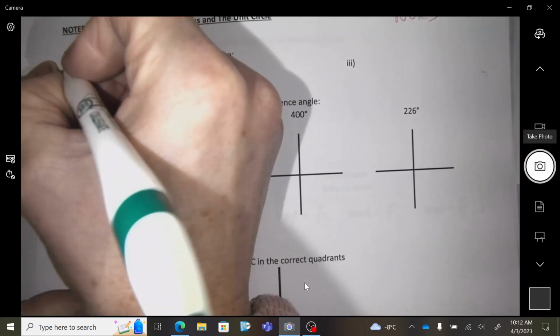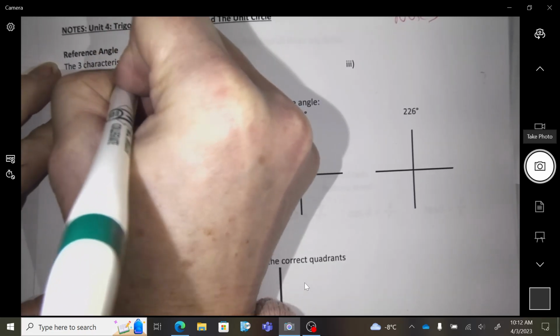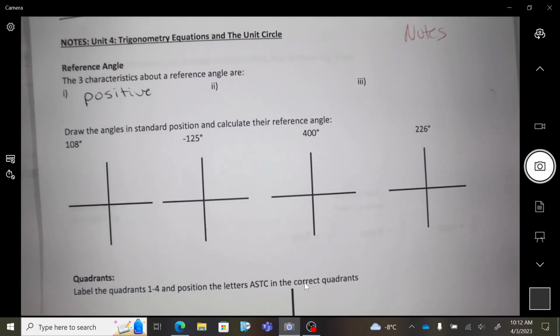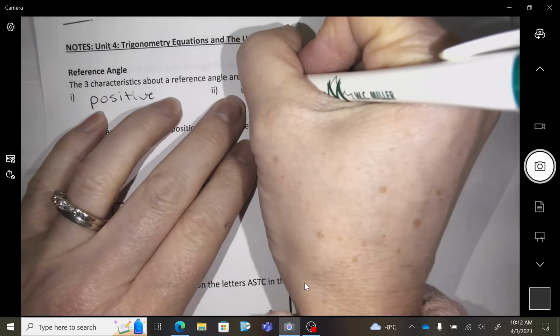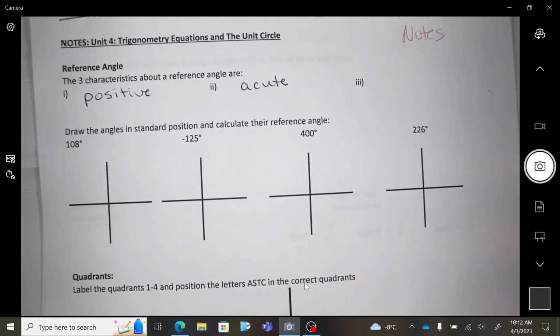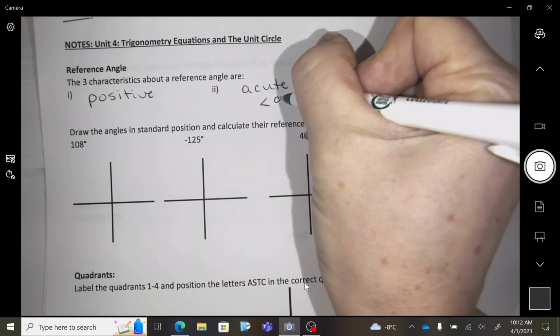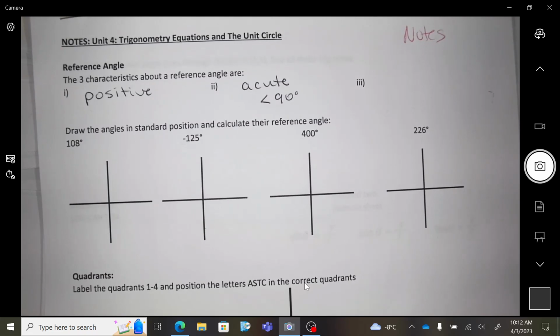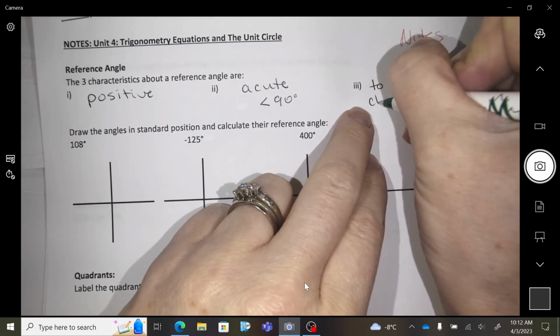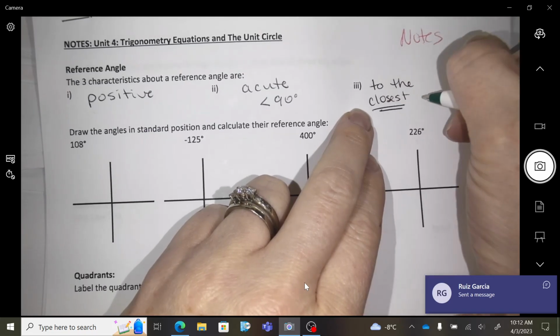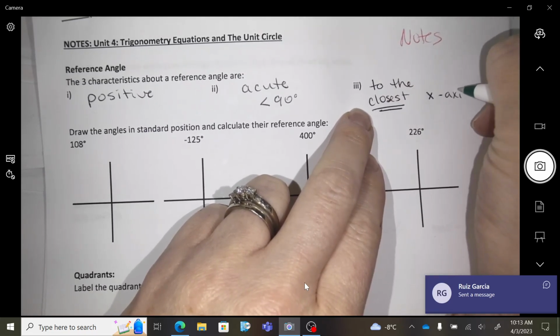Okay, a reference angle is always positive. It's always a positive number. It's always acute. Do you know that math term? What is an acute angle? It's going to be something that's smaller than 90. And it's always to the closest x-axis.